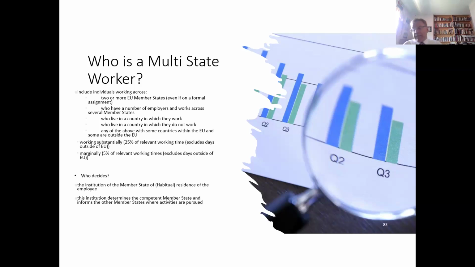I could do it the other way around. A German national or German person who's habitually resident in Germany working in France and, say, Spain, could remain within the German system on that basis. There is reciprocity.